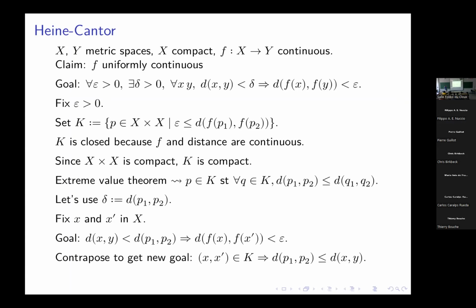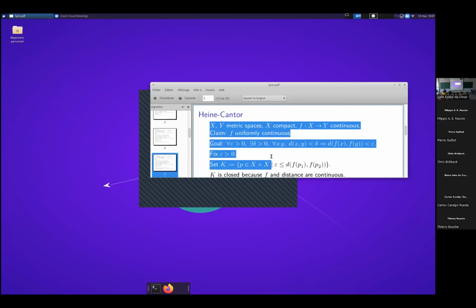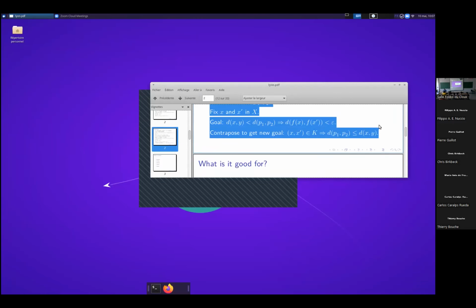So this is the proof I want to explain to my computer. I want to prove the uniform continuity of continuous functions on compact metric spaces using this proof. So now I can start with maybe trying to copy paste this proof in a computer program. So let's try that. And why not?